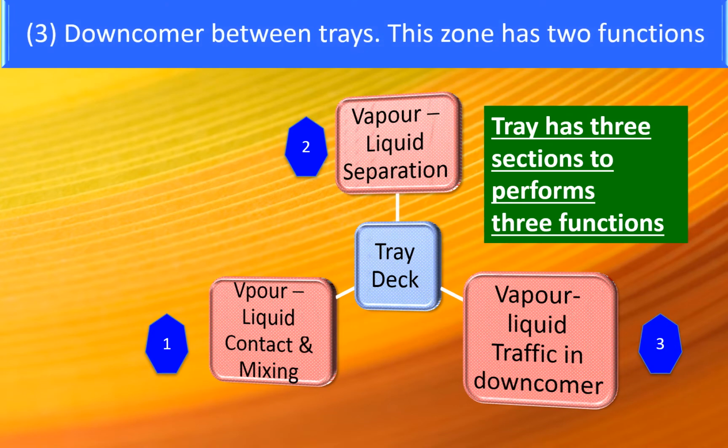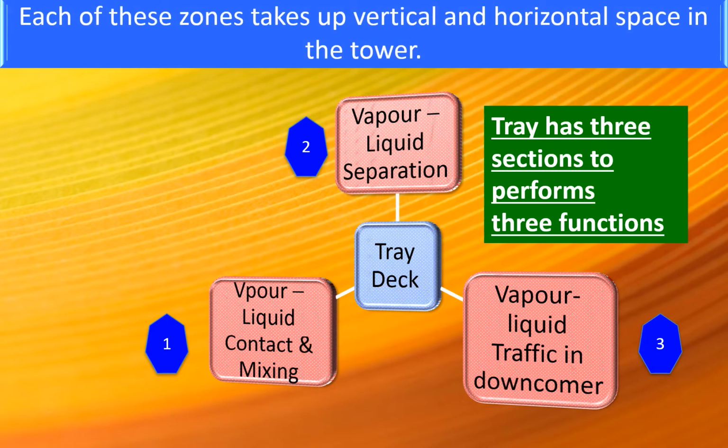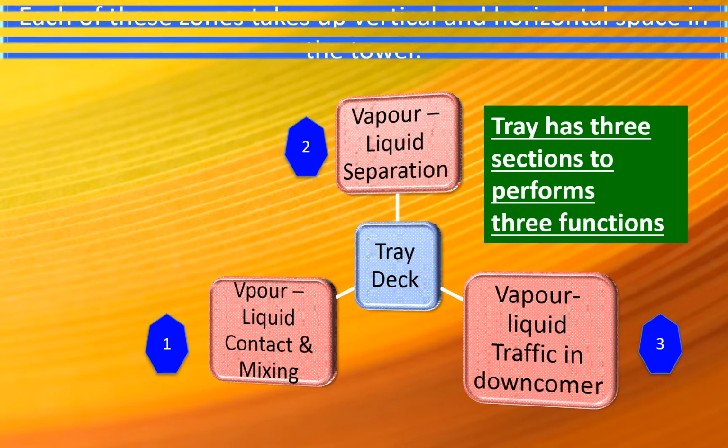3. Downcomer between the trays. This zone has two functions. First, moving liquid from one contacting tray to another, and second, disengaging vapor from the liquid. Each of these zones takes up a vertical and horizontal space in the tower.